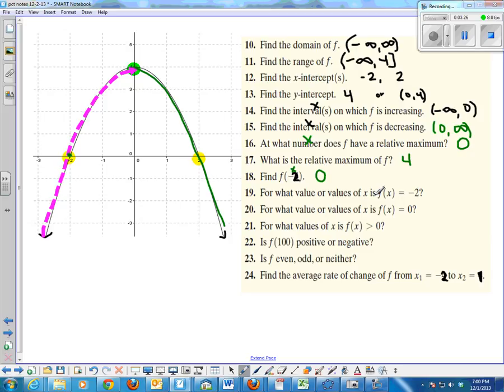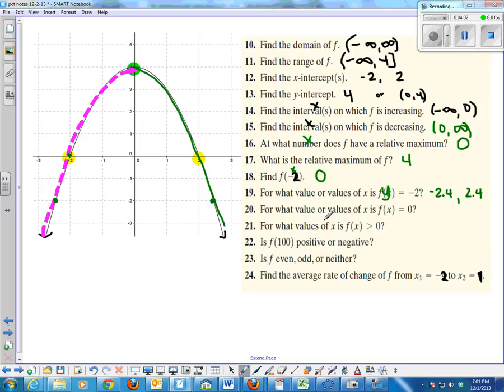For what value or values is f of x equal to -2? So f of x, remember, is y. So y equals -2 here. So those points are going to be right there and right there. Let's estimate those to be -2.4 and +2.4. Notice we're estimating all of these things from the graph itself because we do not have an equation for this, although we will write it momentarily.